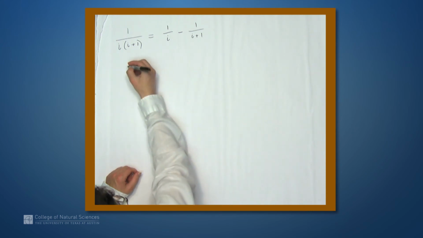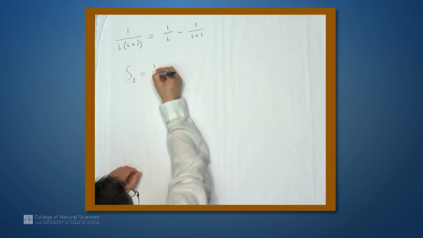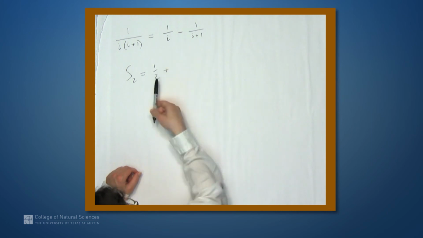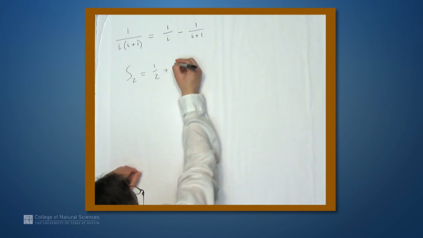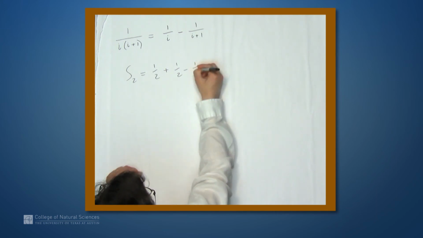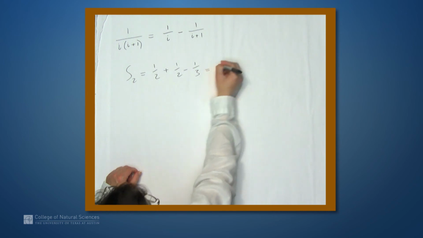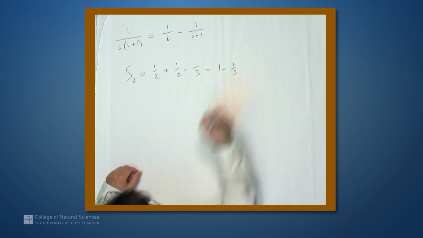So let's now write, well, we already know what S1 is. Let's write S2 using this idea. S2 is S1, which is 1/2, plus 1/2 minus 1/3. So this is 1 minus 1/3.